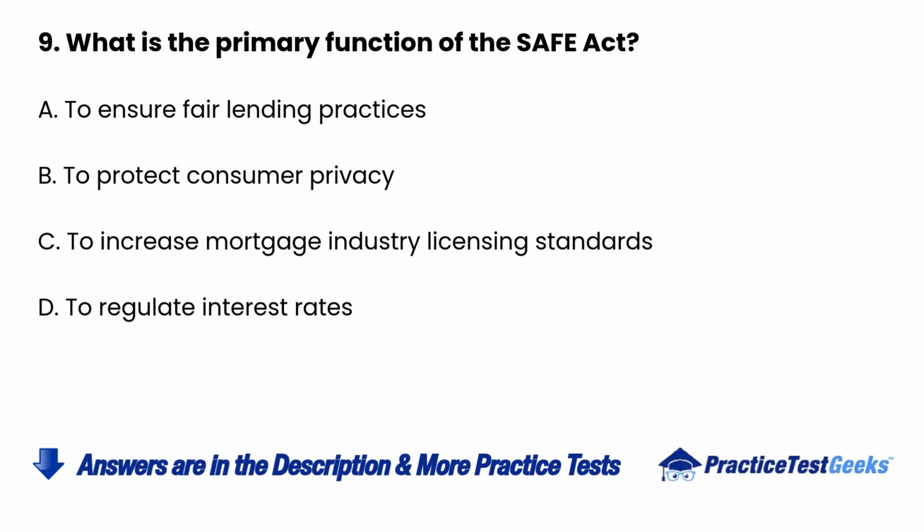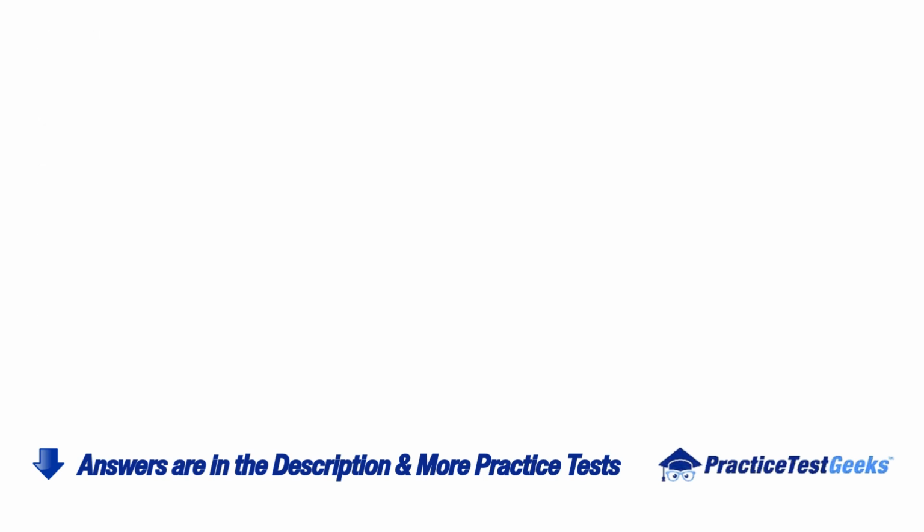9. What is the primary function of the SAFE Act? A. To ensure fair lending practices. B. To protect consumer privacy. C. To increase mortgage industry licensing standards. D. To regulate interest rates.